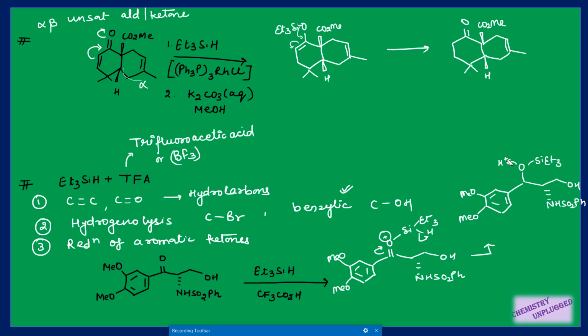So I can directly write down a bond here. So oxygen will get a positive charge, then this bond will break, this carbon will become electron deficient, so this carbon will take hydride and then it will form this one, right? So the direct point is that this ketone will be removed and you will get a hydrocarbon here. So this reaction is very important.